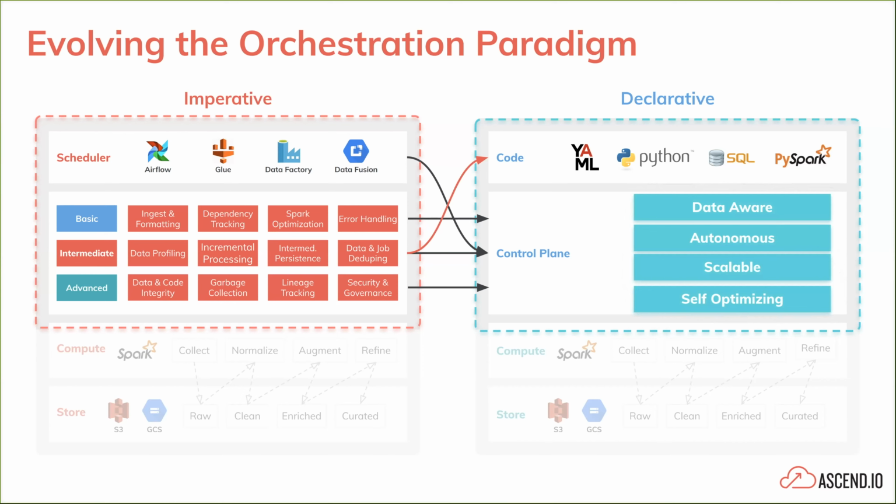We're going to dig into each one of these concepts: data-aware, autonomous, scalable, and self-optimizing. But given these four key concepts, the control plane can handle that variety of issues that we just talked about. And again, it brings your code up as data engineers building at the declarative level. Almost really the hello world example again, where you're just focusing on the business logic.